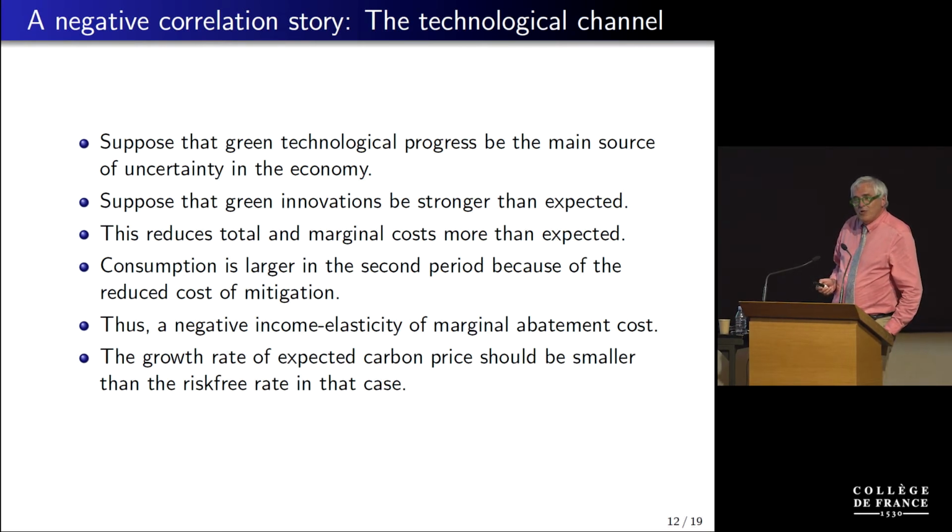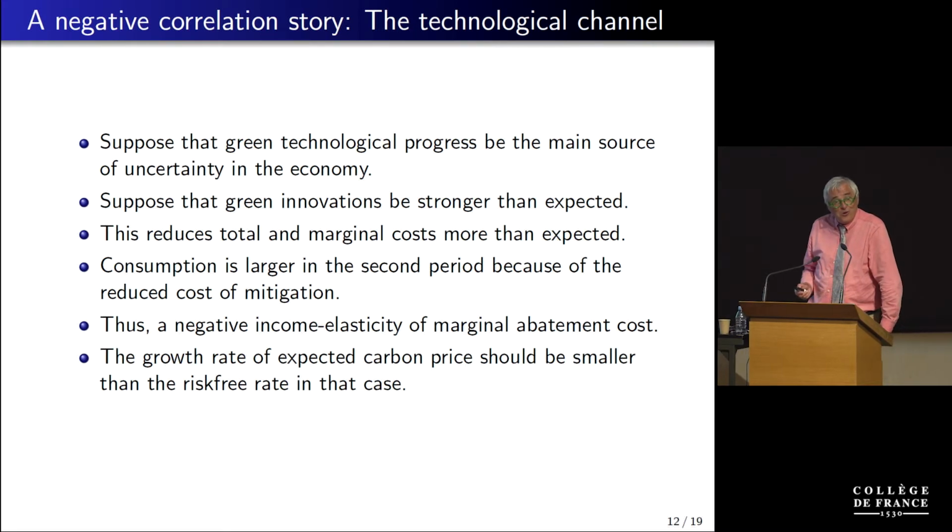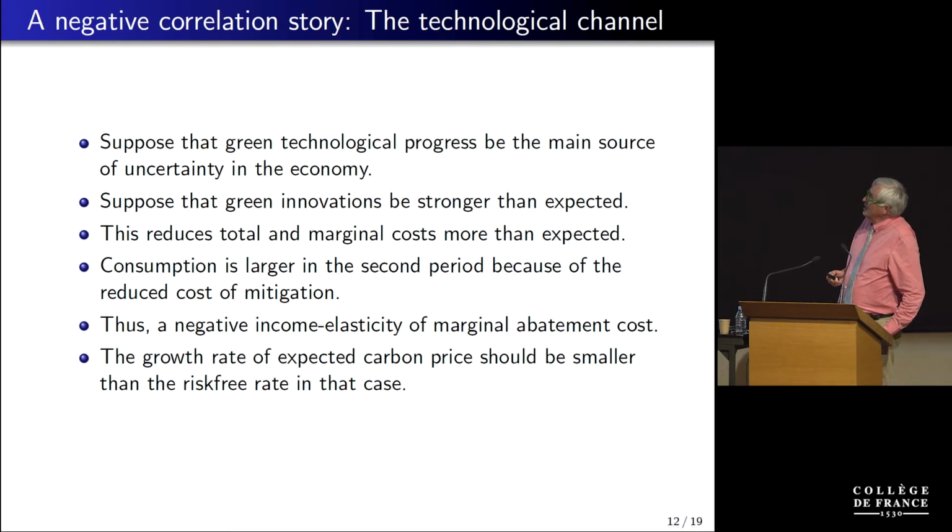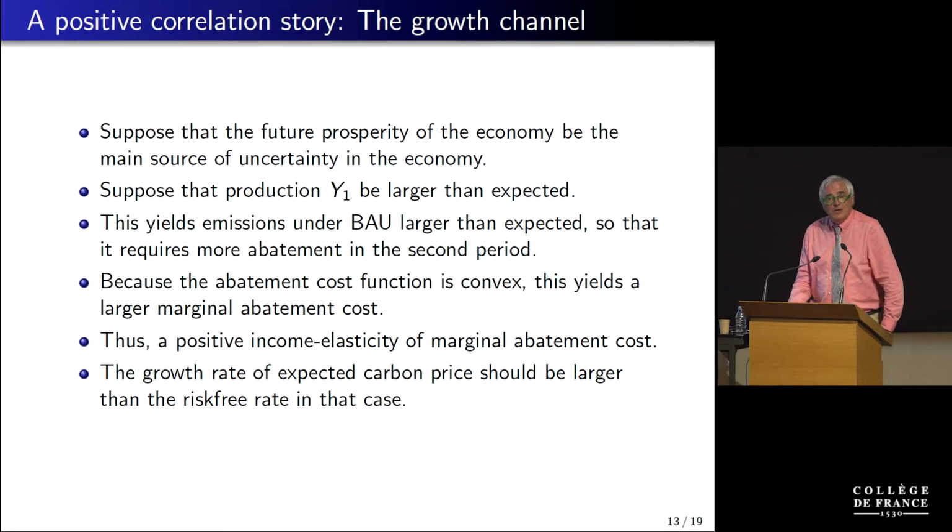And so in that framework, the Kineto puzzle becomes even stronger, with the growth rate of the carbon price, which should be even smaller than the risk-free rate, and therefore even smaller than the 8% recommended by the Kineto Commission or the fifth report of the IPCC. There is another story with the opposite effect. A positive correlation story is the one where you suppose that the main source of uncertainty is prosperity.